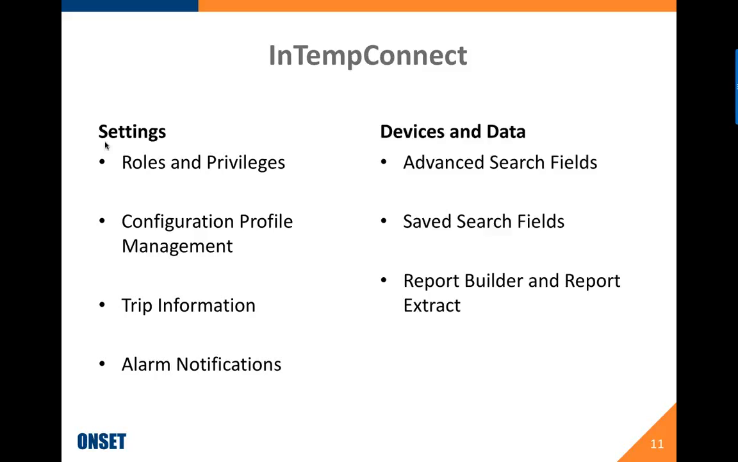Within the data and devices side, we have advanced search fields, and that really allows you to search for your data based on a number of things, whether it's the roles or the user who launched the logger, the trip information, whether there were alarms by serial number. It really gives you the ability to search for that information, and we've built in some nice features that allow you to save those searches. So if you're doing similar searches week to week to week, it cuts down the amount of time that you're working with those within your database.